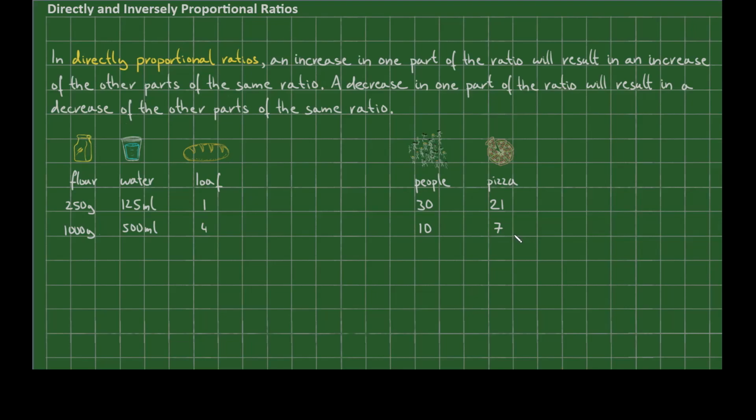So in a directly proportional ratio, whatever happens to one variable also happens to the others.